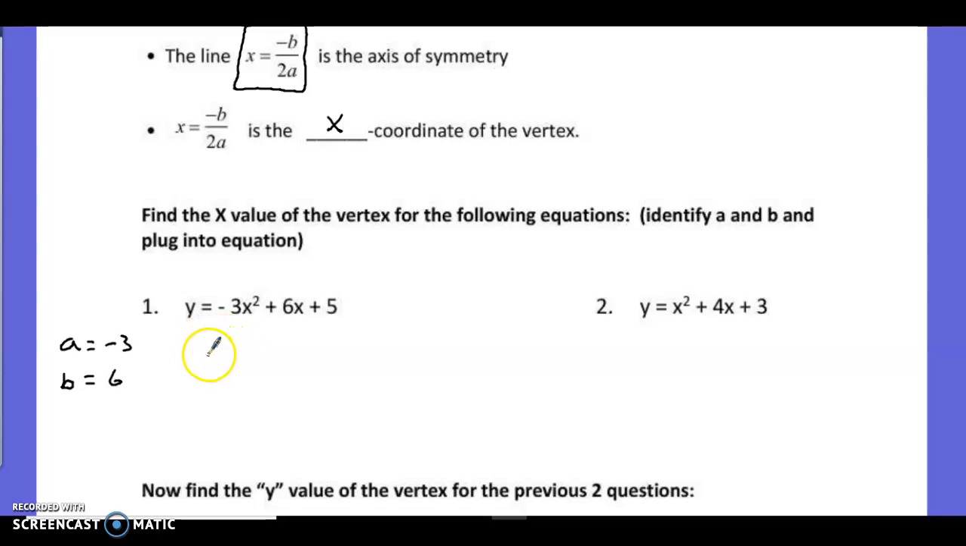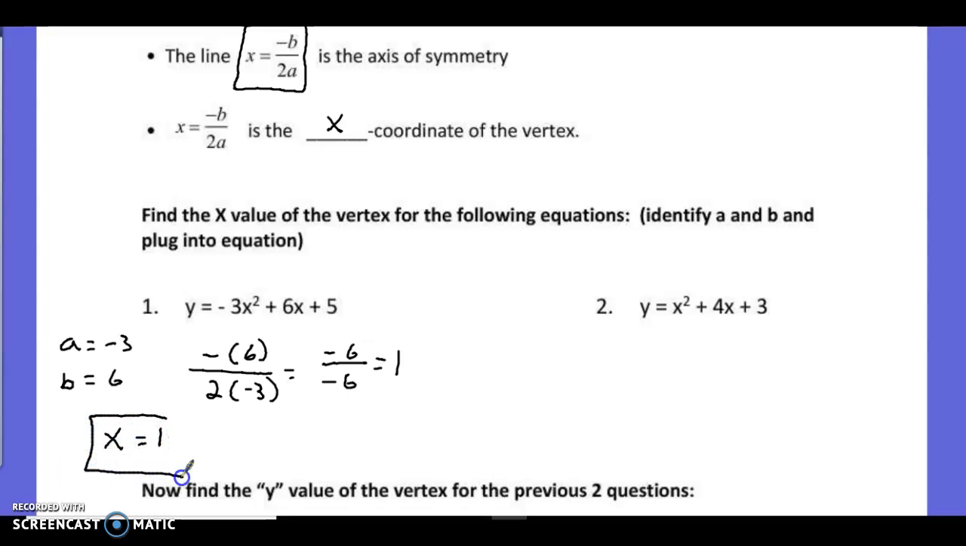So I have negative, and then in parentheses, I'm going to put my b, which in this case is 6, over 2 times negative 3. All right, so now you can plug this right into your calculator. I'd like to simplify the top first and then the bottom. This would become negative 6 over negative 6, which then equals 1. So in this case, my x equals 1. So that's the first step of doing that, and that's what we're going to practice to start. So we're using this formula.